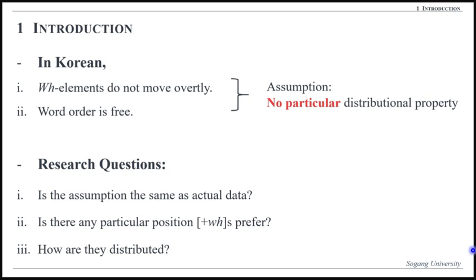First, is the assumption the same as the actual data? Second, is there a most preferred position for the WH element? If so, how are they distributed in WH questions? To answer these questions, we did an experiment.